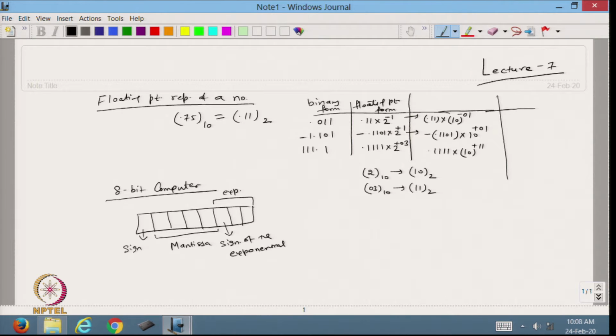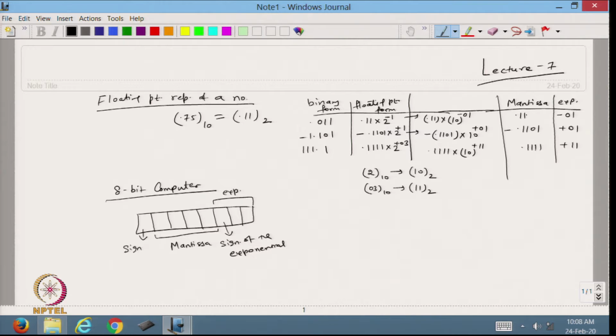In this case the mantissas are 0.11, 0.1101, and 0.1111. That is the mantissa, and the exponent parts are -01, plus 01, and plus 11. That is the exponent part.